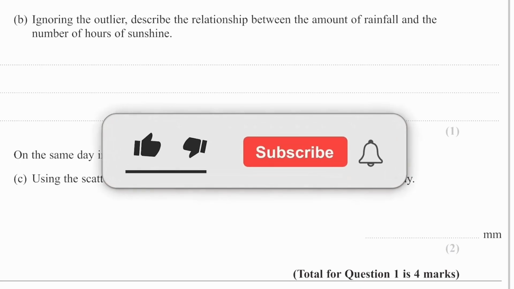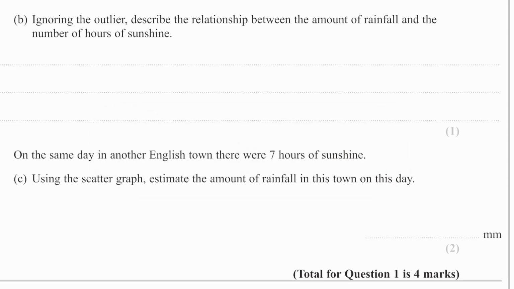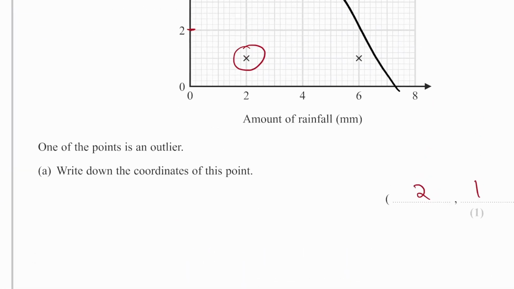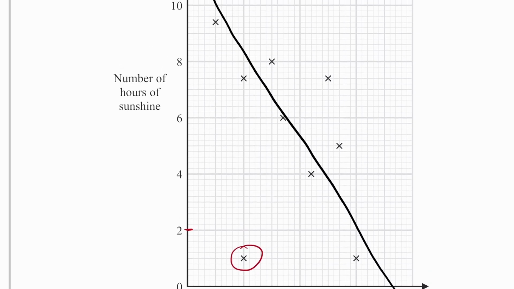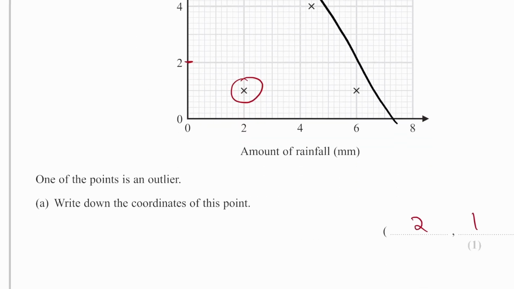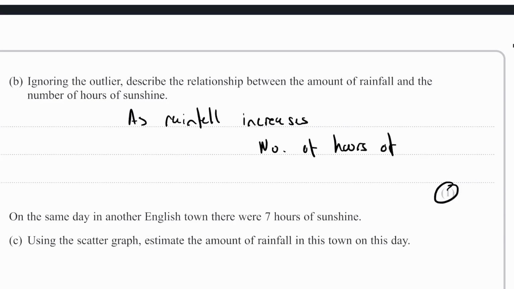Part B: ignoring the outlier, describe the relationship between the amount of rainfall and the number of hours of sunshine. Again, this is just a 1 marker, so we just need to say what's happening over here. As we can see, as the amount of rainfall increases, the number of hours of sunshine decreases. So what we could write for 1 mark is: as rainfall increases, number of hours of sunshine decreases. Okay, you write it in words like that.